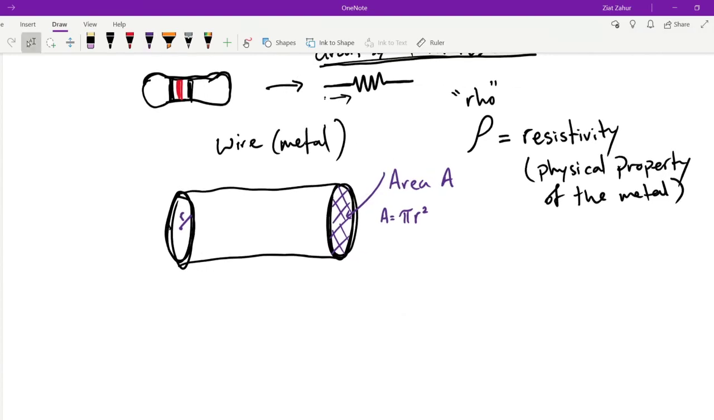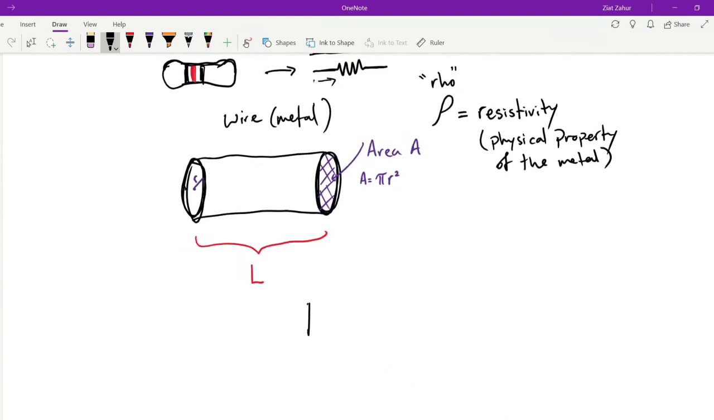The wires also have a certain length, L, and you can of course control how much you want. Putting all this together, we have the resistance equation. R, the resistance, is equal to this constant rho. It's based on the material. If it's copper, it's some value. If it's nickel, it's some other value. These are things you don't need to memorize. It's either given to you or you're solving for it.